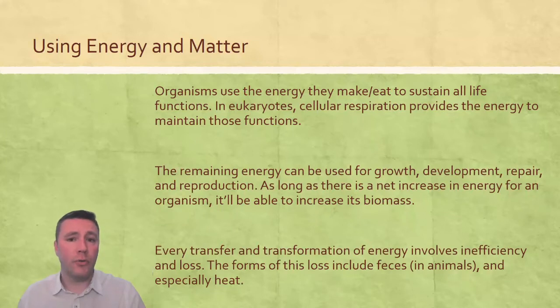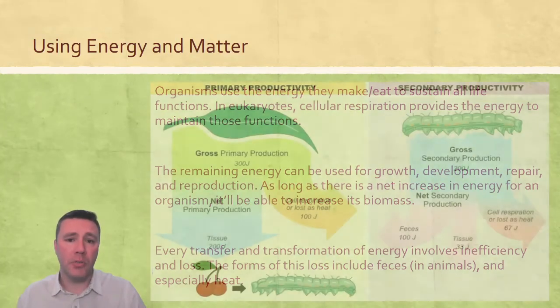Energy transfer and transformations always include a net loss of energy. Those energy transformations, think of the second law of thermodynamics, also involve a reduction in the amount of work that can be done every time an energy transformation happens. The forms of this energy loss include the production of feces in animals and also in the form of heat loss to the environment. This is true not only for plants, but for animals as well.